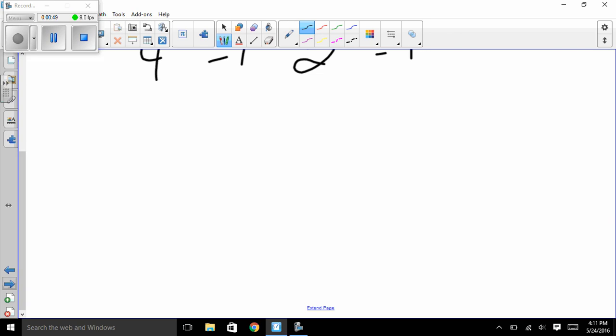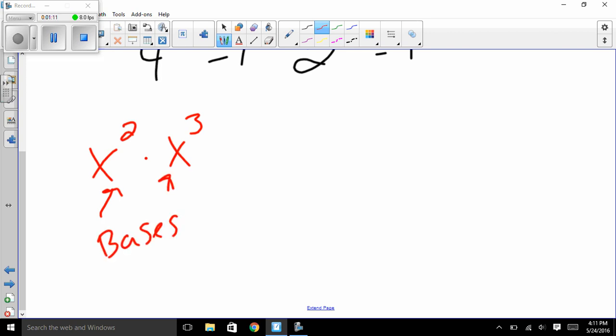Next, we're going to talk about the property of multiplication of the same bases. Now, when you multiply by the same base, something special happens to my exponents. So a base would just be the same number. So say we had x squared and x to the third. My base here would be the x's. Those are going to be my bases. We should know that the 2 and the 3 are the exponents.